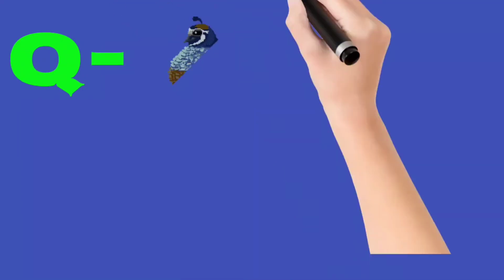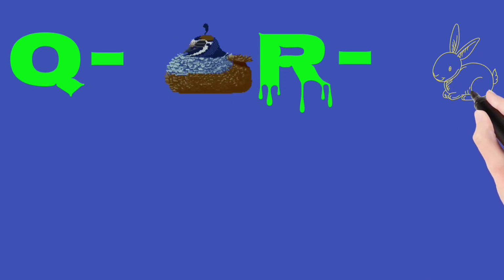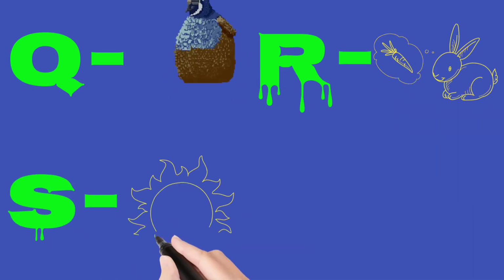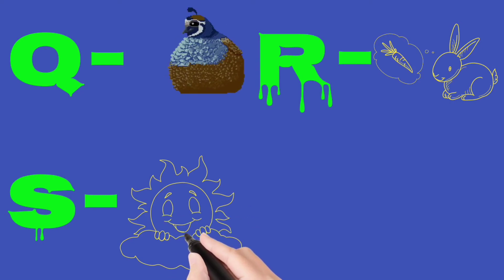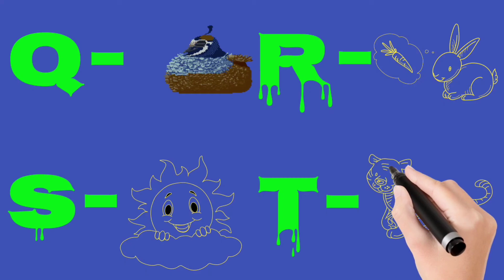Q for quail. R for rabbit. S for sun. T for tiger.